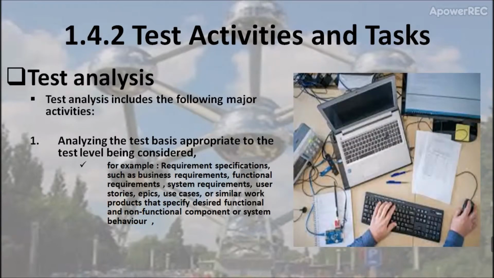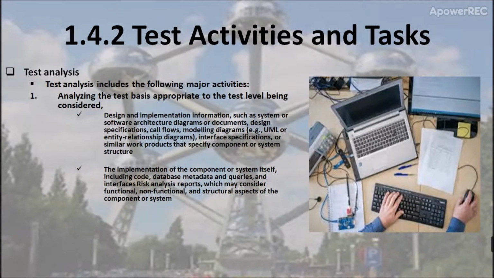We talk about the test analysis activity. We analyze the test basis appropriate to the test level. For example, we can analyze the requirements like business requirements, functional requirements, system requirements, user stories, use cases, and so on. We can analyze the implementation information like software architecture, design, and any work product that talks about the design. Then we can also analyze the implementation of the system itself, like the code, database, queries, and interfaces. And we can analyze the risk analysis report, which includes functional and non-functional risk.